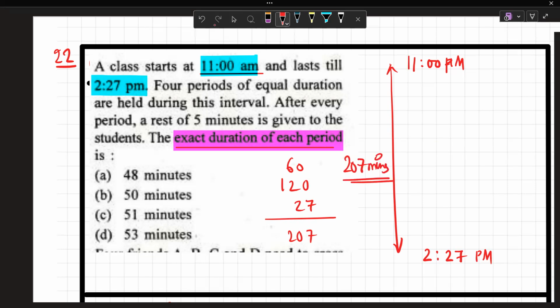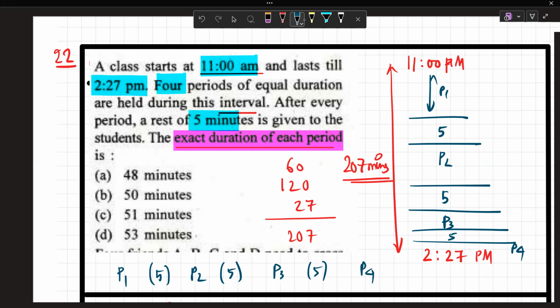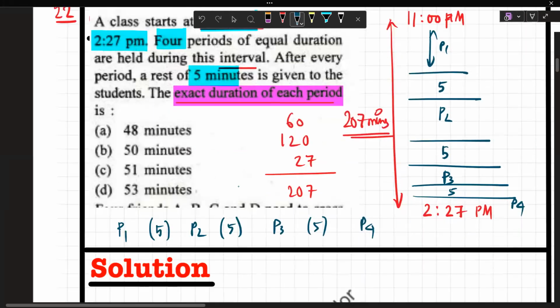Now 4 periods of equal duration are held during this interval. So how many periods would be there? There would be 4 periods. After every period, a rest of 5 minutes is given. So there would be period 1, a 5 minute break, period 2, a 5 minute break, period 3, another 5 minute break, and a period 4 to end the class. So your spread goes like this: P1, 5, P2, 5, P3, 5, P4. This total duration must be equal to 207.